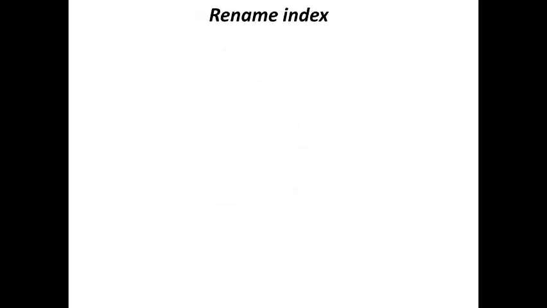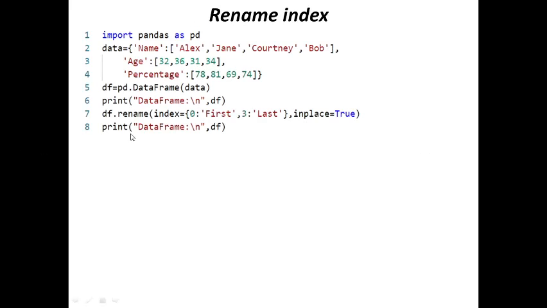Now let's rename index name. So the only difference is this parameter. To rename index name, we pass a parameter named index, and to this index we write a dictionary. So here we are writing 0 colon first, 3 colon last. We are going to rename index 0 with first and index 3 with last. So according to your requirement, you can specify the new value or new name of the index.